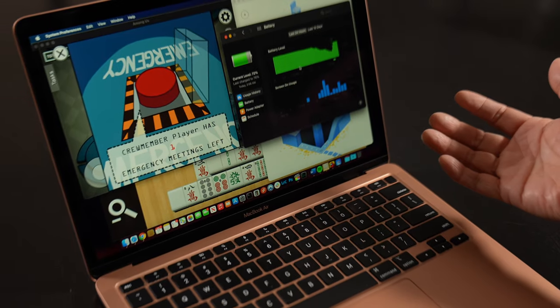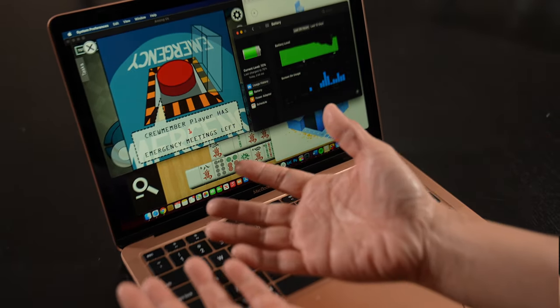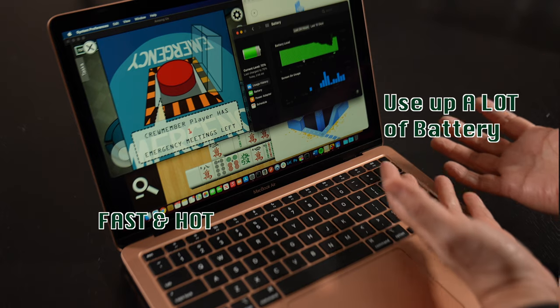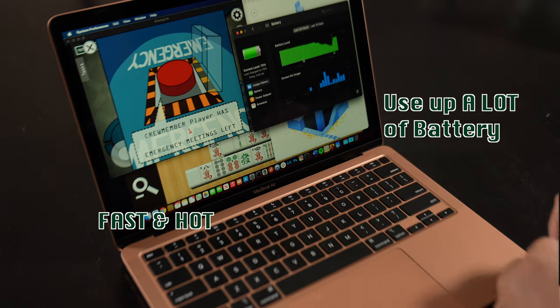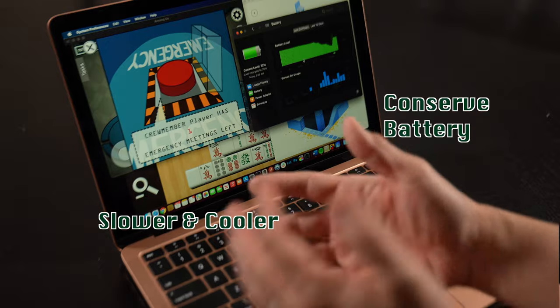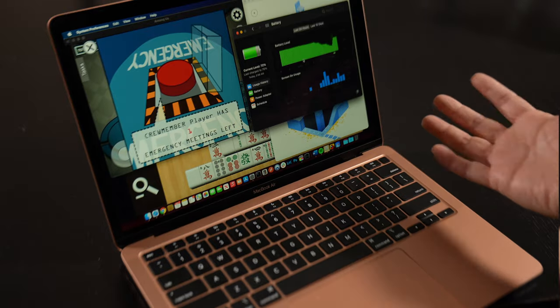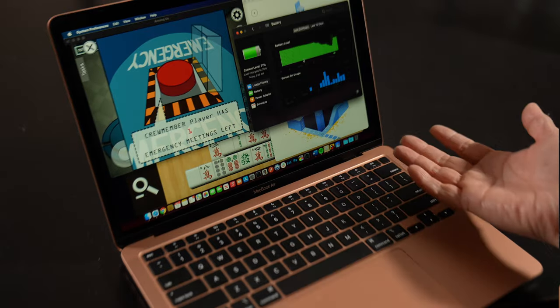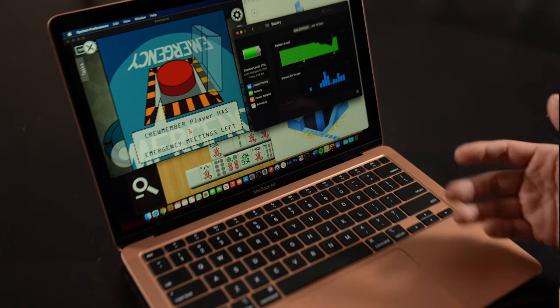Usually you would have to trade things off. If you want the computer to be fast, it'll run hot and it'll use up a lot of battery. If you want the battery to last for a long time, the computer would need to run slower. But this M1 MacBook Air improves on them all. It has no fan, not much heat, and it runs faster and the battery lasts longer.